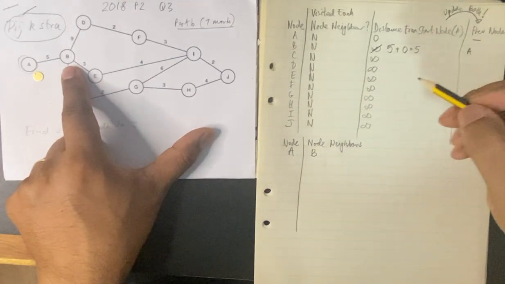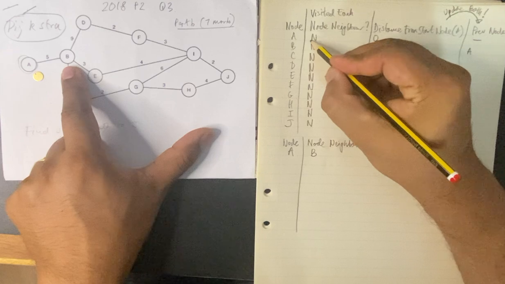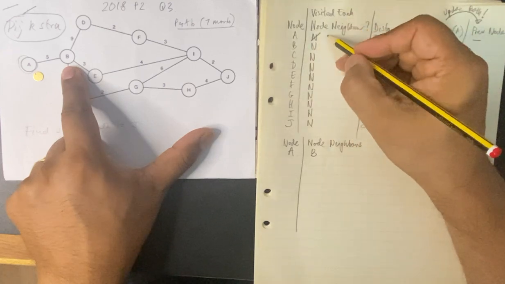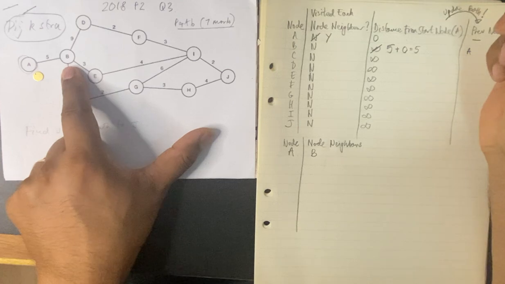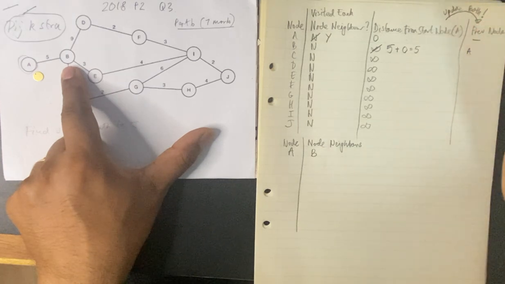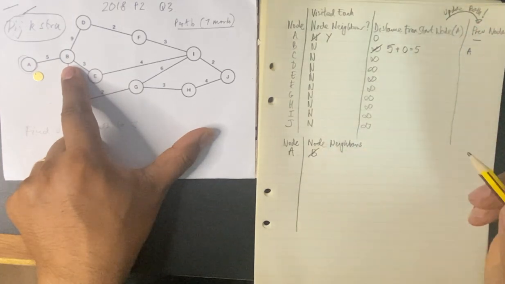Okay, so now we've done A. We've visited all the neighbors of node A, so we'll put a Y here. Okay, and we've finished that one.